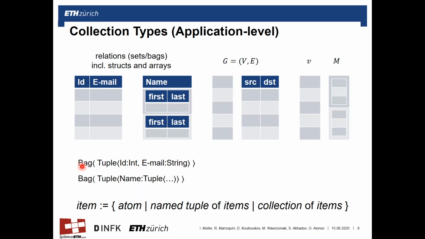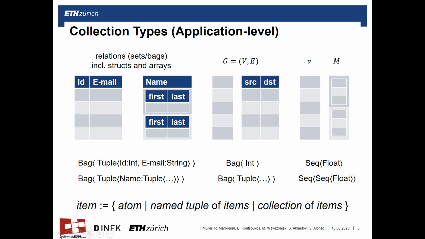For example, we can define the type bag in order to represent relations as bag of tuples with identifiers, which may potentially be nested. We can define graphs as bag of vertex identifiers and pairs thereof for the edges, as well as tensors as sequences, or potentially nested sequences, of numeric atoms. And now I've shown you here how high level or application level collection types could be modeled.